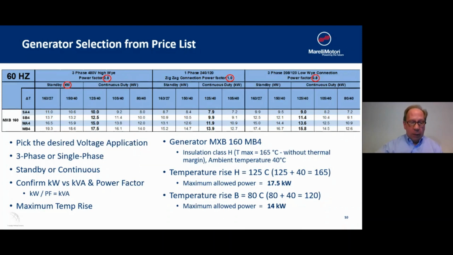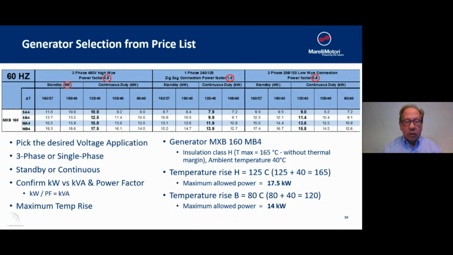Once we've identified which area we want to work in here, then we're going to look at the temperature rise. Which of the temperature rises do we want to work with? Let's take a look at the MXB 160 MB4. That's the bottom row here, to make it easy for us. This has insulation class H, like I mentioned, a temperature max of 165 without that 15-degree buffer, working in an ambient temperature of 40 degrees C.